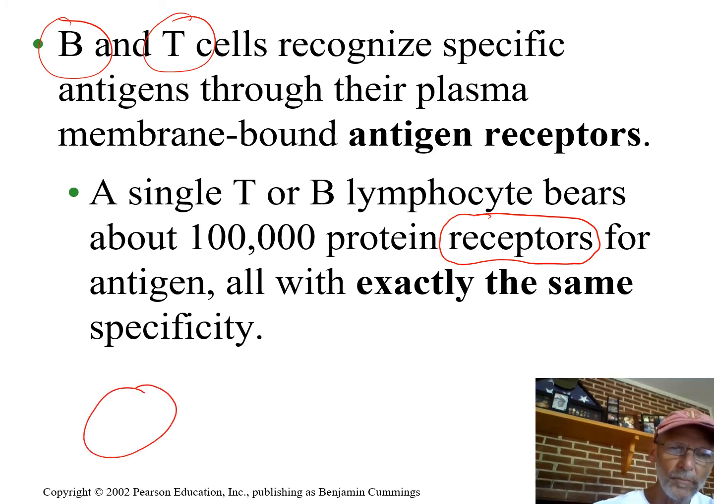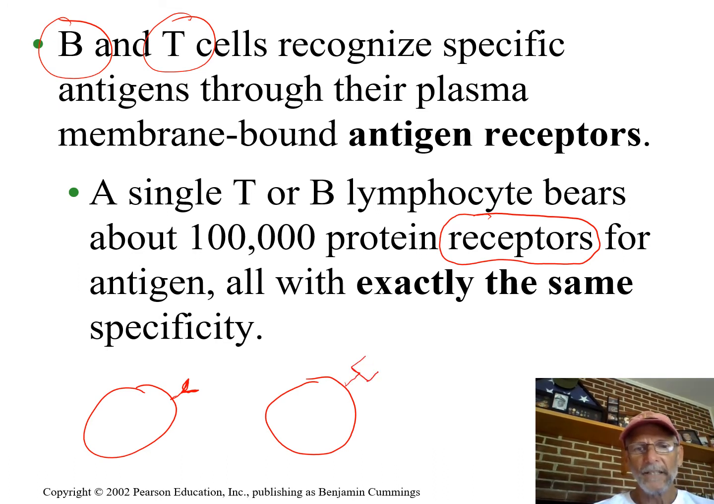So I'll just do a simple thing here. If this is one of them and its receptor is shaped like that, this might be another B or T cell and it has a receptor shaped, I'll make it like that, right? These are proteins. They're not nearly as big as I've drawn them in reality in relation to the cell size, right? But these are the receptors that some kind of antigen might fit into if it's the right shape.